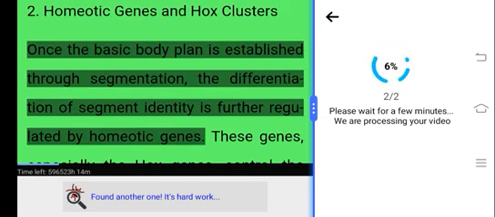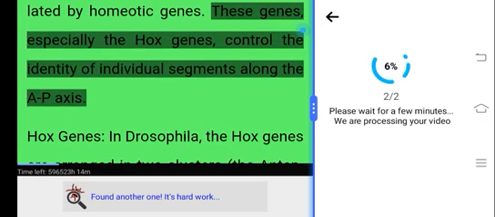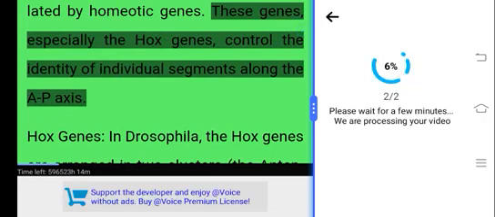2. Homeotic genes and Hox clusters. Once the basic body plan is established through segmentation, the differentiation of segment identity is further regulated by homeotic genes. These genes, especially the Hox genes, control the identity of individual segments along the AP axis.